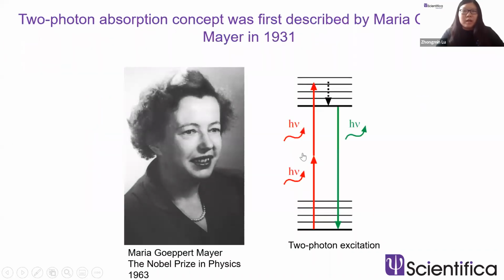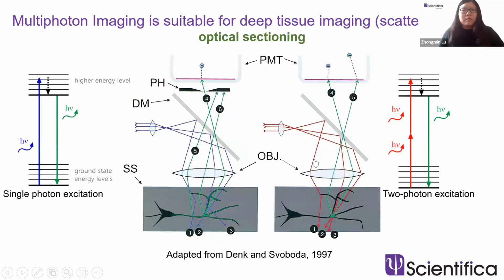So two-photon absorption, this principle, was first brought up by Dr. Maria Mayer in 1931, actually in her doctoral thesis. And multiphoton imaging is really suitable for deep tissue imaging. I'm going to explain why.